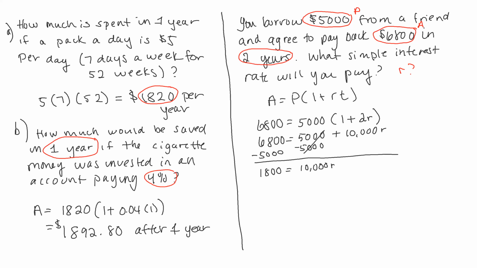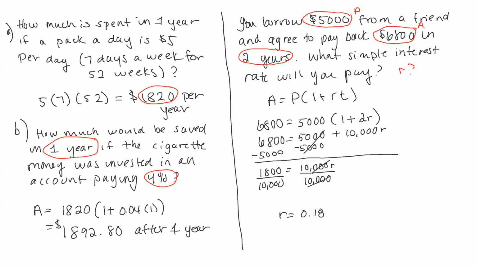Okay. Now we want to get R alone. So the issue is this multiplication by 10,000. So we're going to divide. 10,000 divided by 10,000 is 1. 1 times R is R. And then 1,800 divided by 10,000 is 0.18.